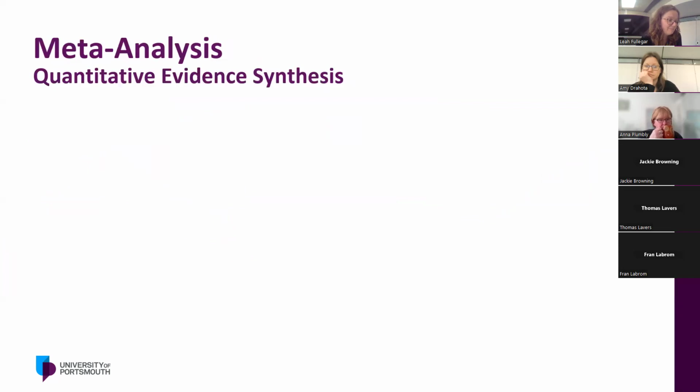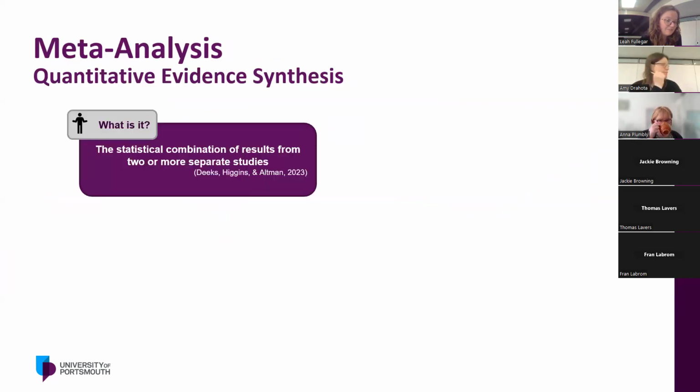So we'll start with meta-analysis. This is what you'll frequently hear when people are talking about quantitative evidence synthesis. We'll have to see how many times I can say that word this session without tripping up over it, because I do every time. So meta-analysis refers to the statistical combination of results from two or more separate studies. This will often use different statistical tests depending on the type of data that's in the studies you're using.